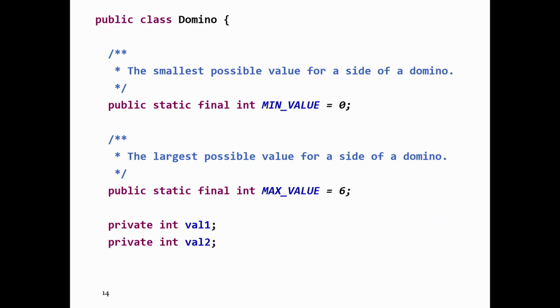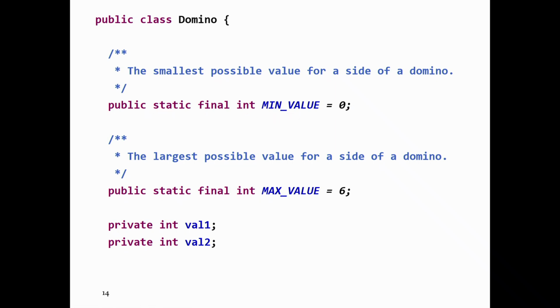You only need one copy of those fields, right? All dominoes have the same minimum value. All dominoes have the same maximum value. It doesn't make sense to have a non-static field for both of those fields, right? One is sufficient. And so here, I've got a public static final field called min value, right?